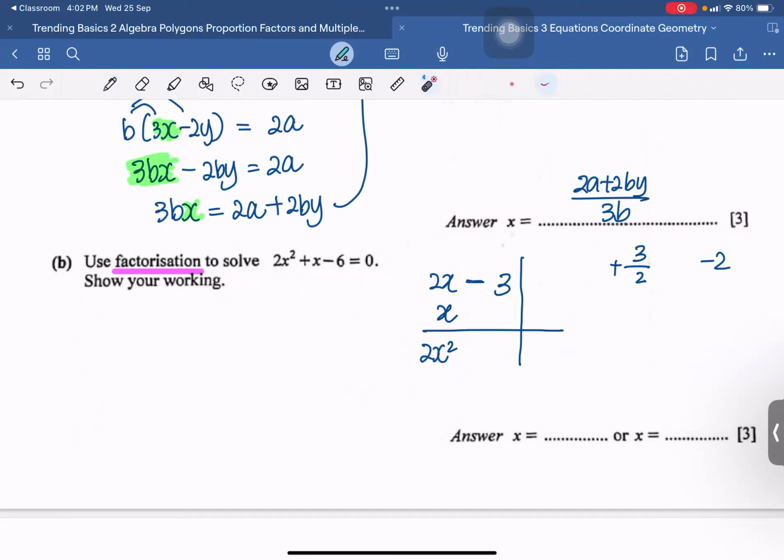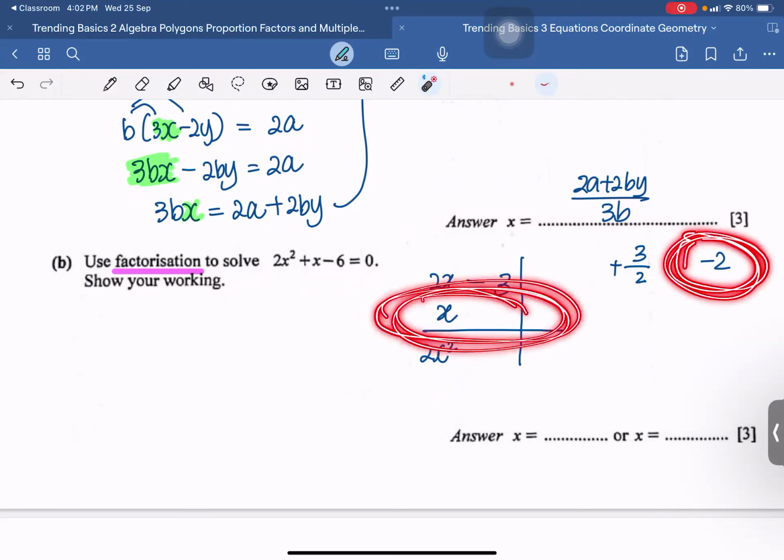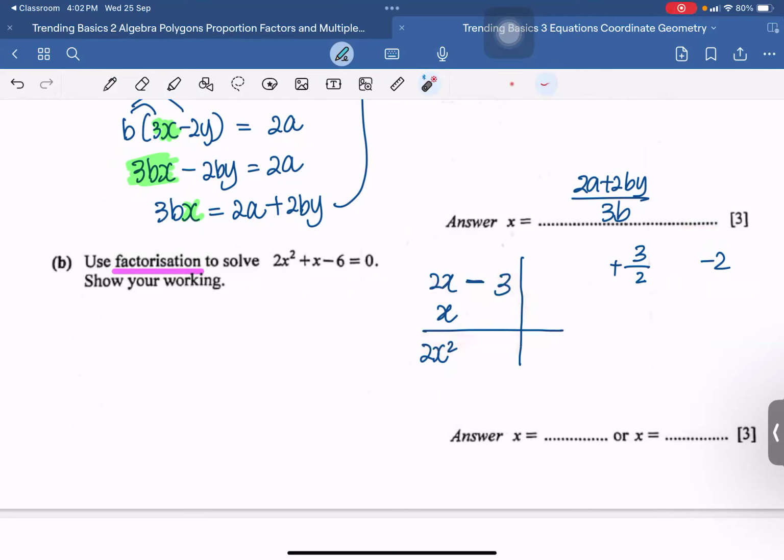Then can you tell me the next one? The answer here is -2. So what do I write? What do I get here? -2. No, +2. Yes. So the answer is x plus 2 over here.